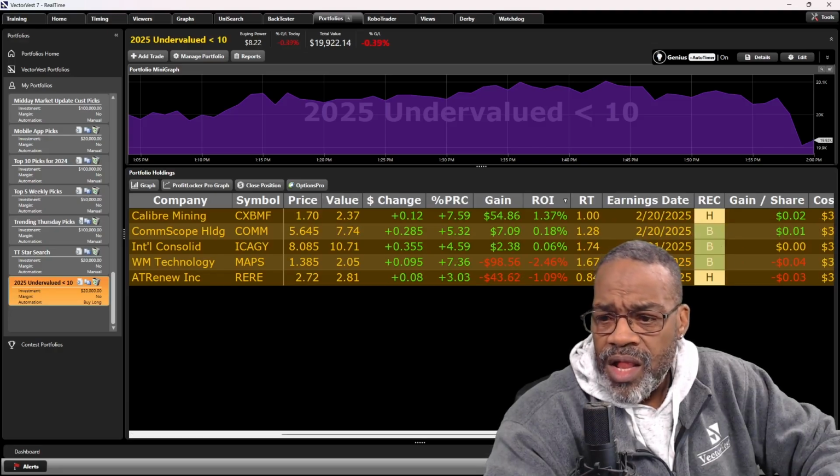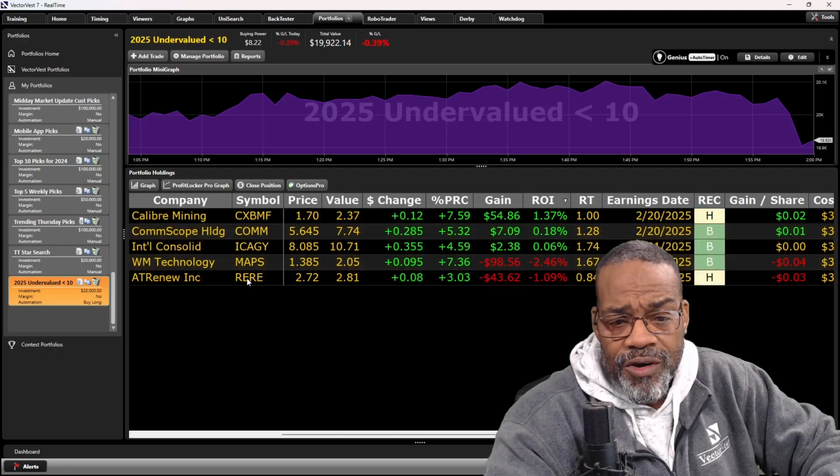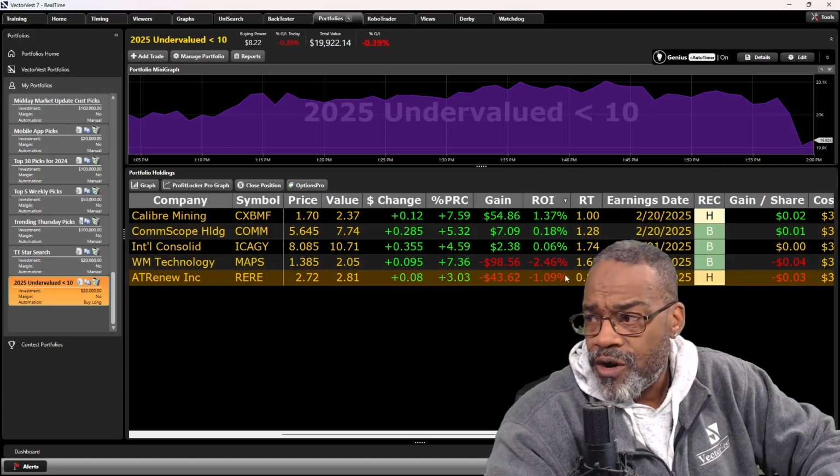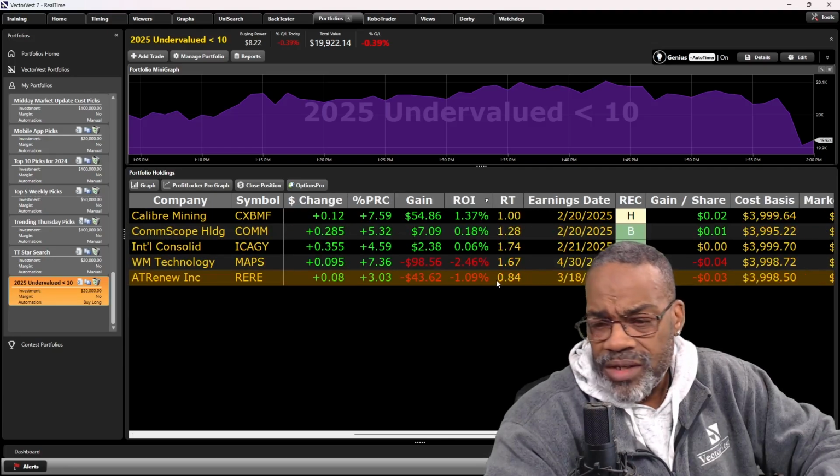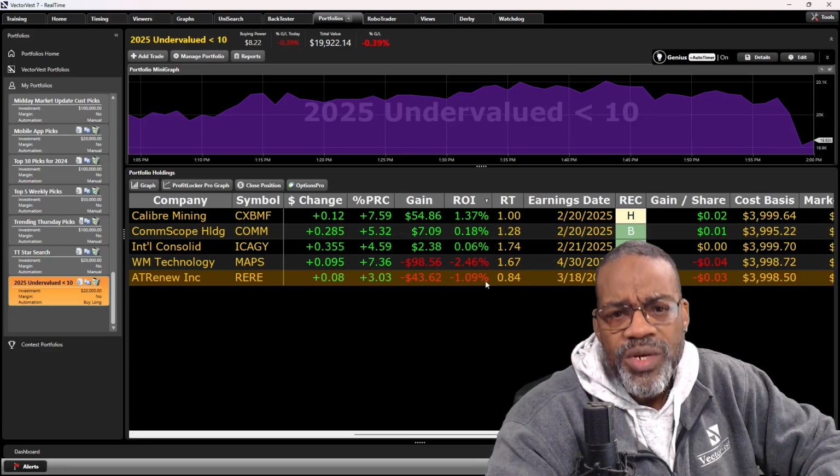Nothing is a sell. I would keep my eyes again on RERE. It's the only one that's got an RT below 1. Look at that. It means that it's not in an uptrend. So again, I would wait on this one.